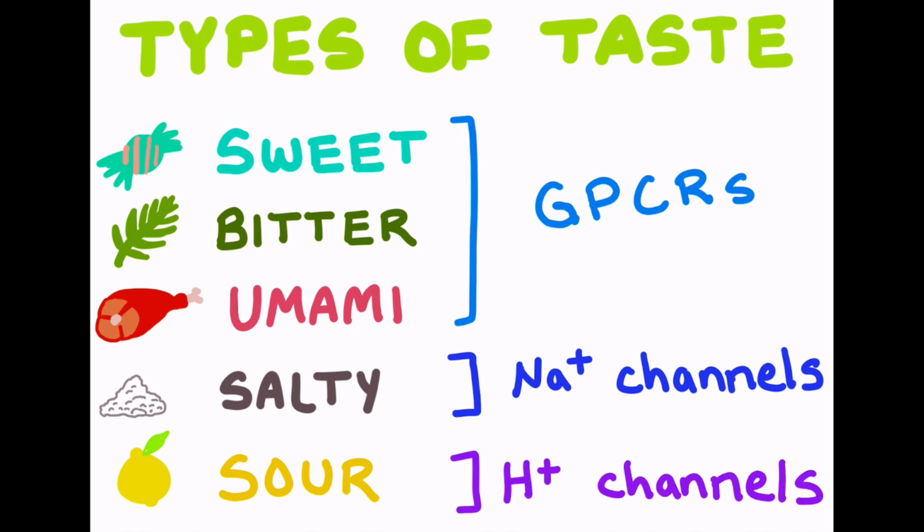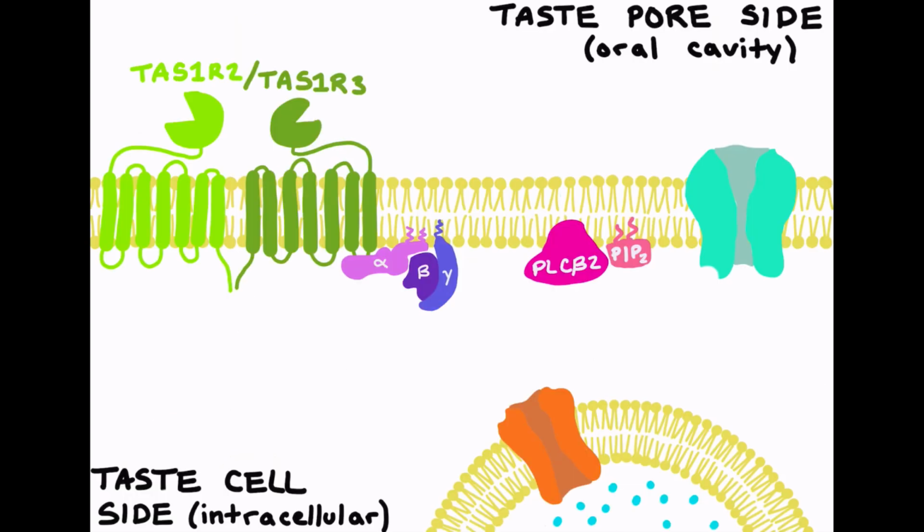Now, let's take a closer look at how GPCR signaling works to detect a sweet taste. So each transduction pathway has its own unique receptors. Sweet tastes are detected by TAS1R2 and R3 receptor proteins, and when the right tastant ligand binds to these receptors, it triggers the activation of a G protein cascade.